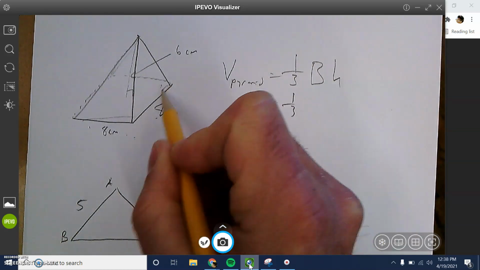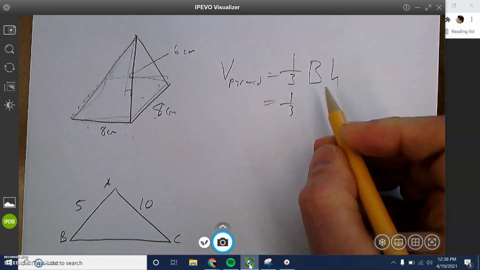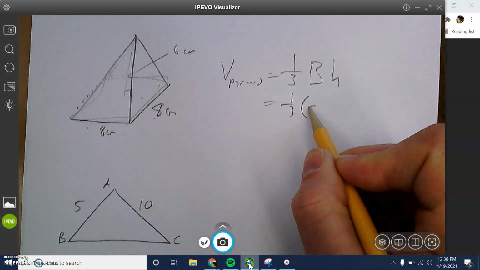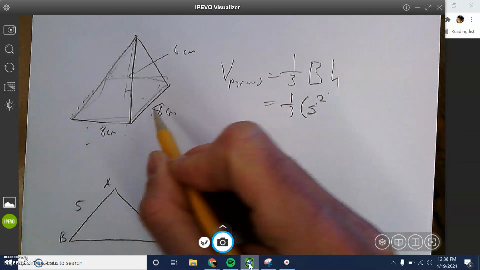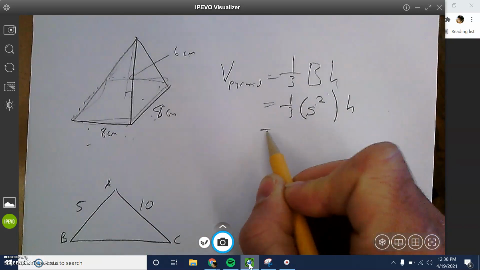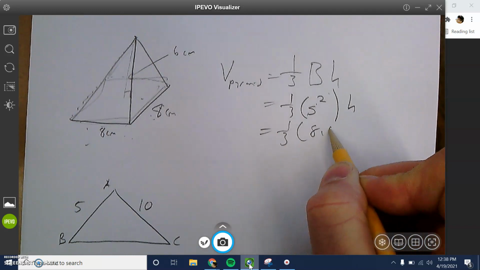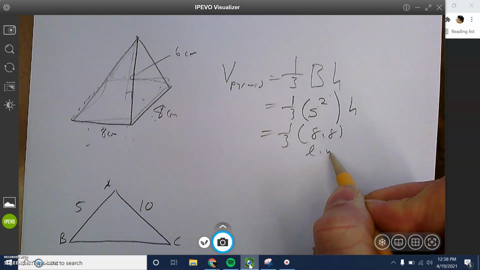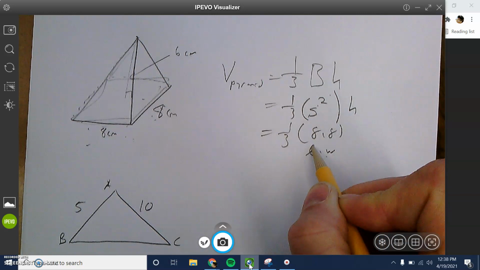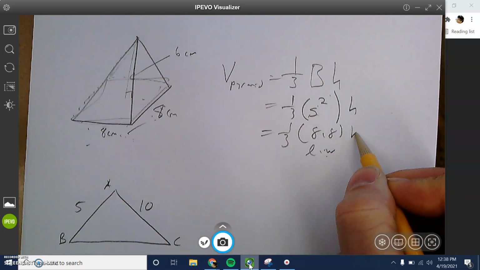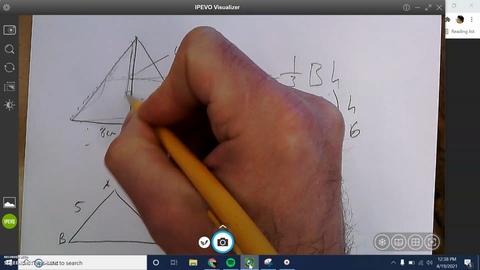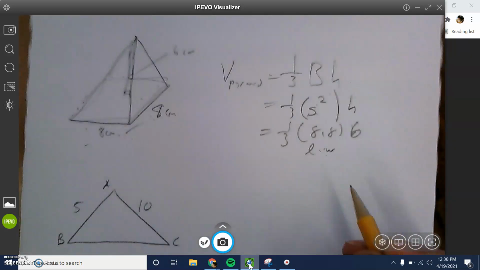So 1/3, the base is a square because it said square pyramid in the problem, and a square is just side times side, or length times width, or side squared. So 8 times 8 times the height. So it's 1/3 times 8 times 8. If you're thinking length times width, that's also true. Side squared, length times width, side squared for a square. Times the height, which is 6, right? Makes a right angle with the base.